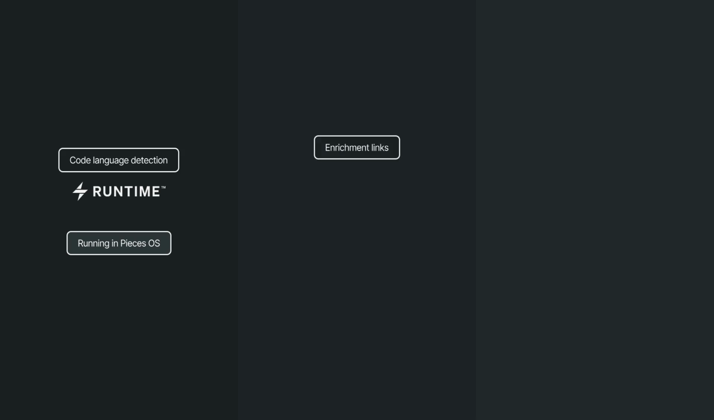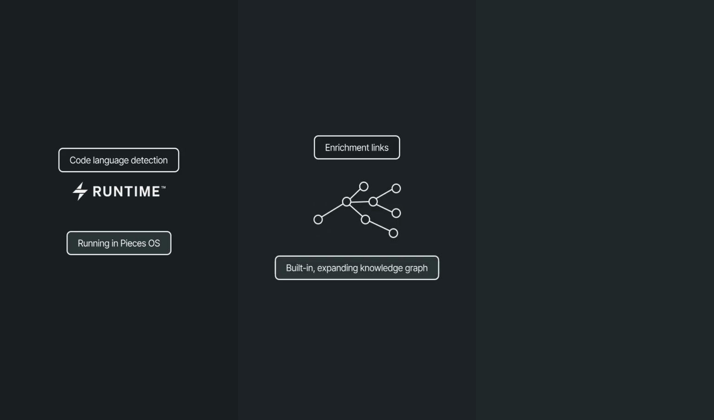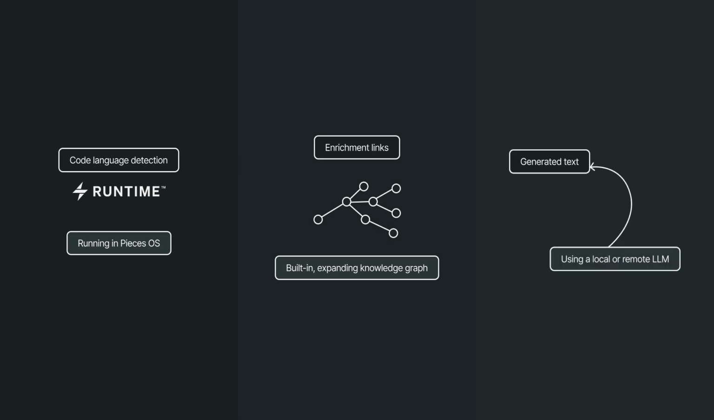Then there's enrichment links. These are taken from a knowledge graph. Pieces pre-ships with a fair amount of knowledge, and over time as you use the app, it also expands and can create links between snippets. Finally, the generated title, tags, and description, and this uses the local or remote LLM depending on your settings.